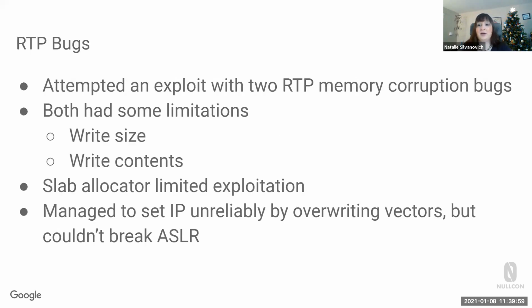I started off by looking at some RTP bugs. I found two when I started this research, and they were heap corruption bugs, and I wanted to see if I could exploit them. And neither of them, honestly, were very good bugs. They both had limitations. They both had limited write size when you overflowed a heap buffer, and also they had limited write contents. And they were made more difficult to exploit by the fact that Android uses a slab allocator.